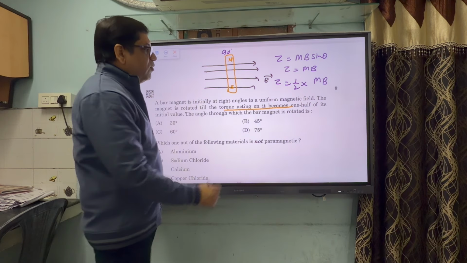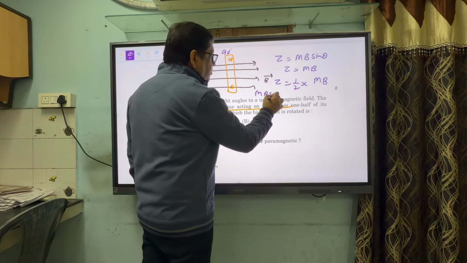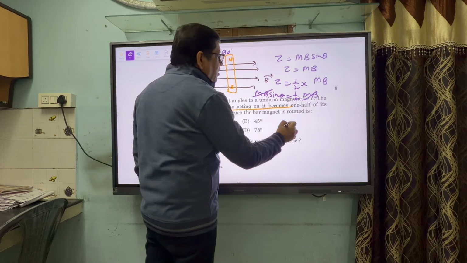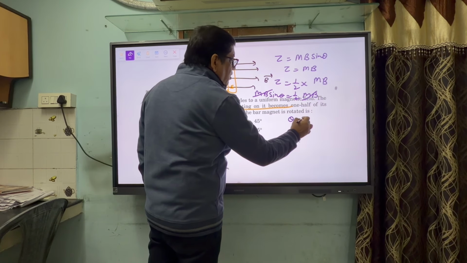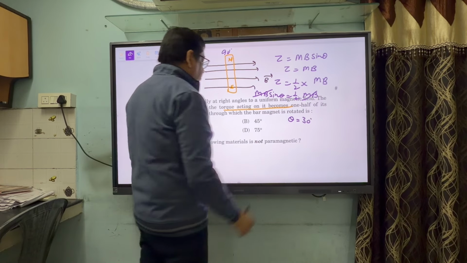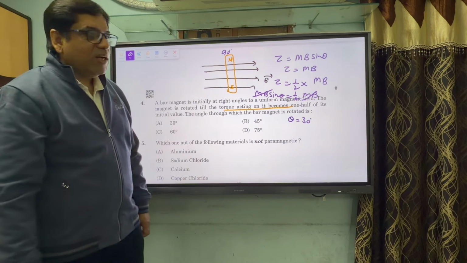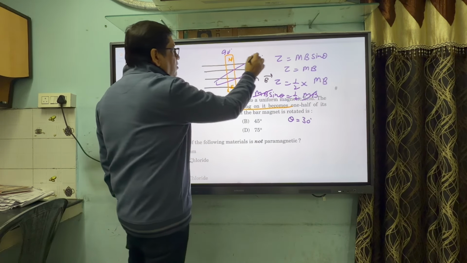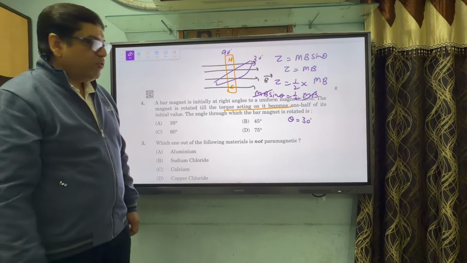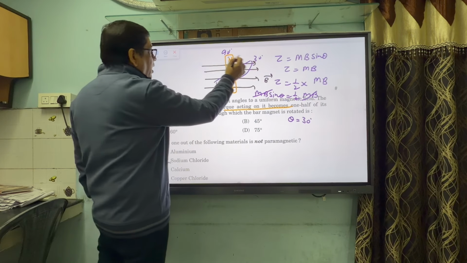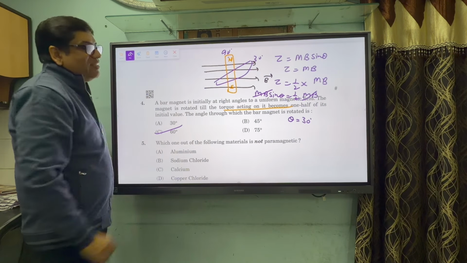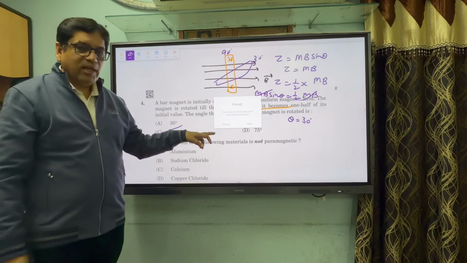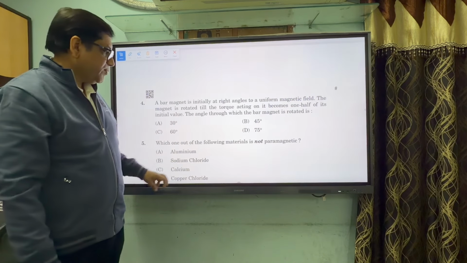Half of mB. We put the torque formula again, mB sin theta. So half mB, mB cancels out, sin theta is half, that means theta is how much? Theta is 30 degree. So we have moved from an angle of 90 degree to an angle of 30 degree. By how much angle have we moved? We have moved by an angle of 60 degree.